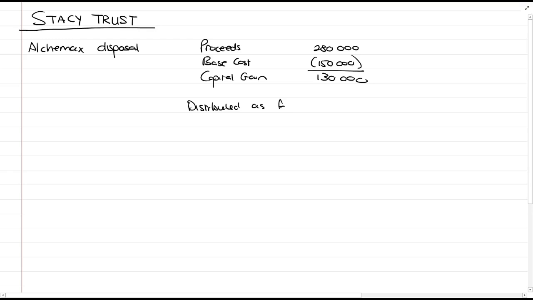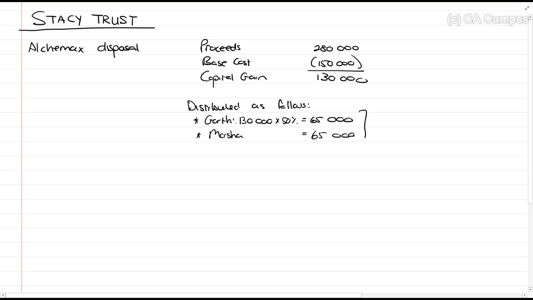Distributed as follows. Garth, 130,000 times 50%, 65,000, and Marcia also 65,000. So these are now capital gains that want to go into our CGT column.